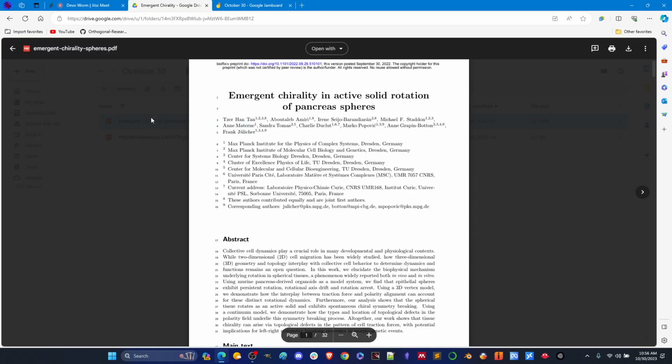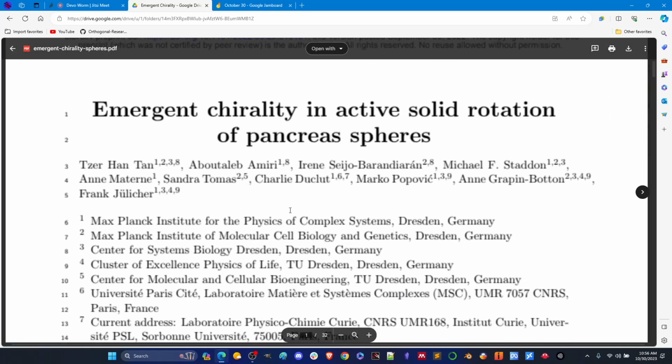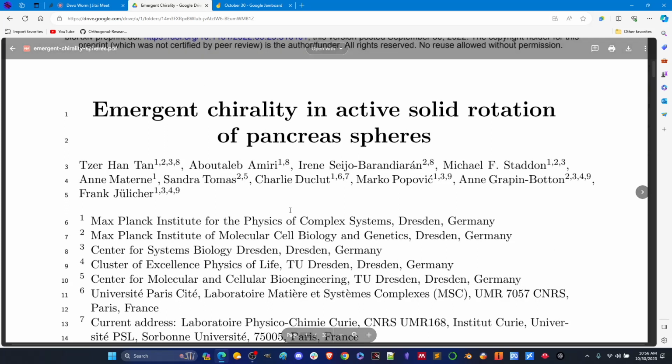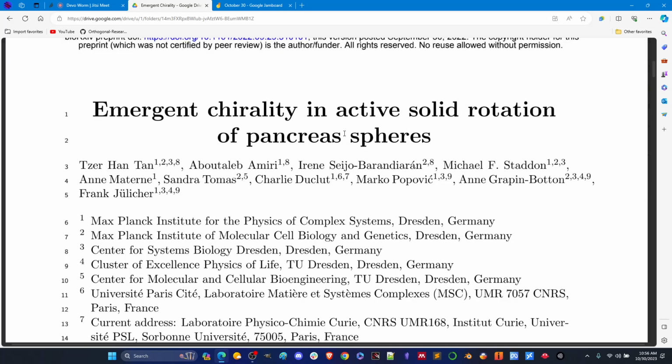Okay, the second topic I'd like to talk about is two papers on something called emergent chirality. We'll see what that means in a minute, but this is where we get chirality or handedness. So the first paper is Emergent Chirality and Active Solid Rotation of Pancreas Spheres. And this is a tissue type in pancreas. What we're trying to do is explain the chirality of active solid rotation and how that emerges.